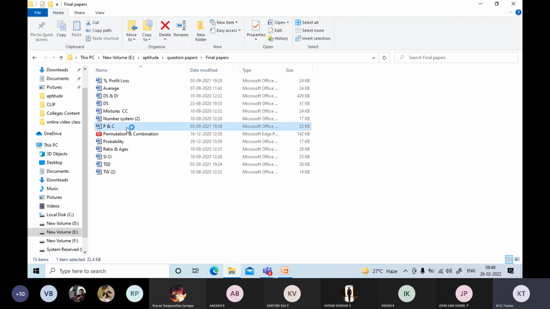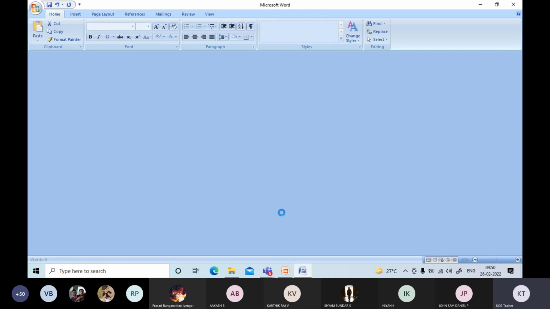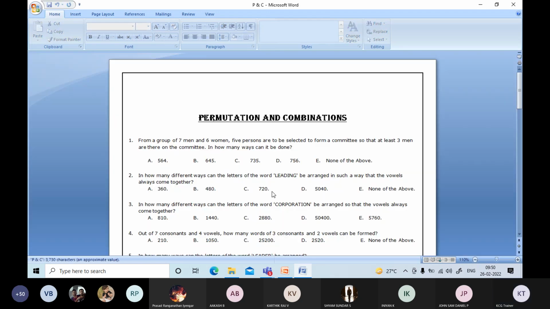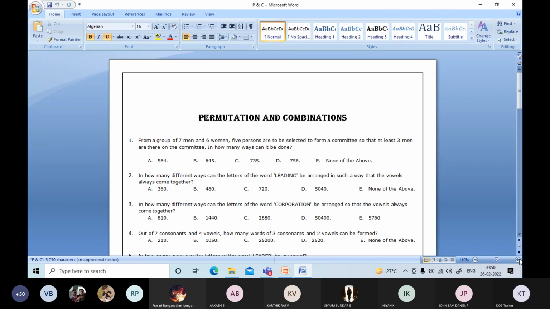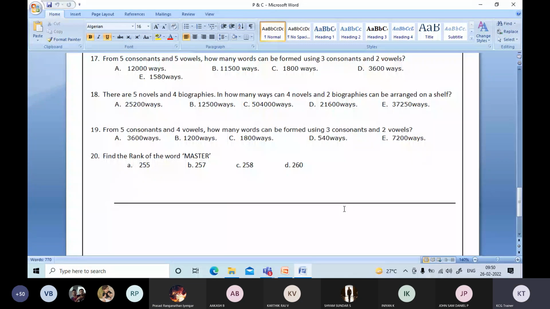So I'm showing you some question papers where you can understand the concept of selection of letters. Everyone, can you see a Word document? Is a Word document visible to everyone? Yes, sir. I'll tell you some question numbers here.